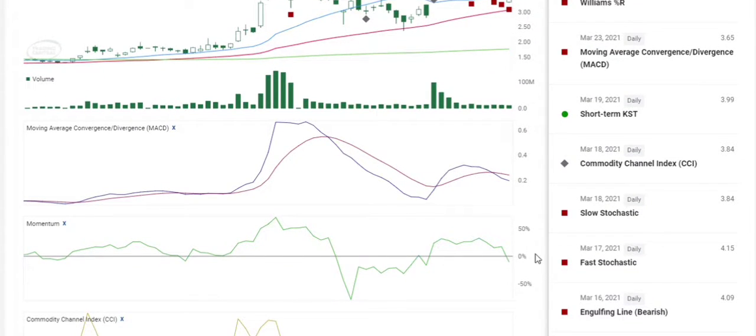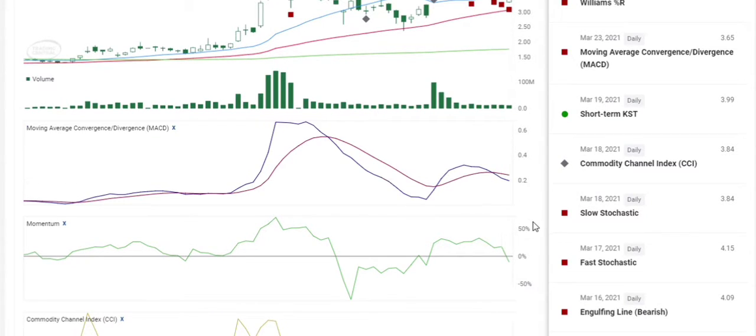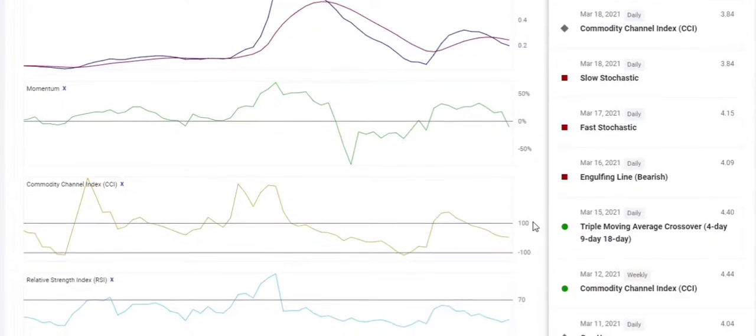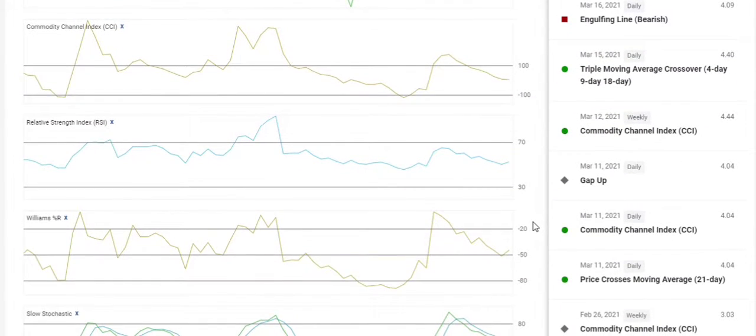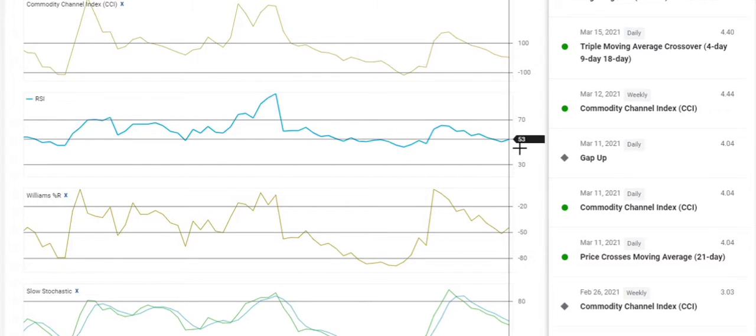The lower indicators here are still pointing to downward momentum. The MACD is starting to even out a little bit, but it still is pointing down. Momentum's still down. All the indicators are showing downward movement or sideways. Some are starting to reverse, and your RSI is sitting at 53 right now.